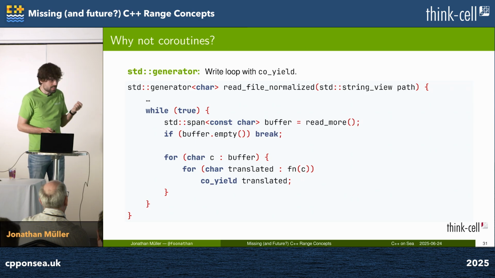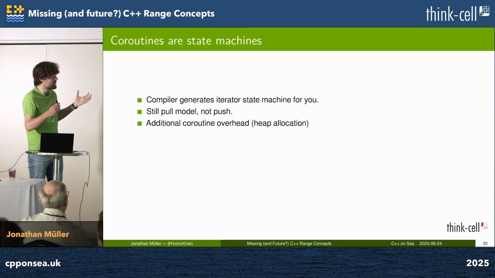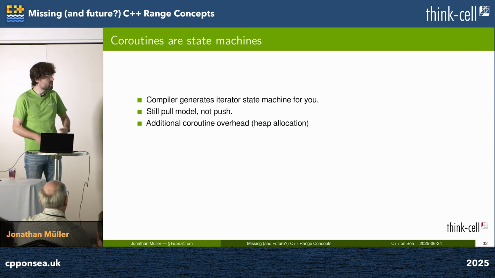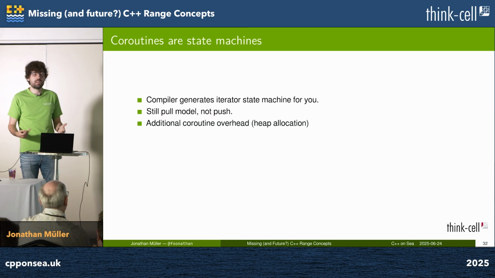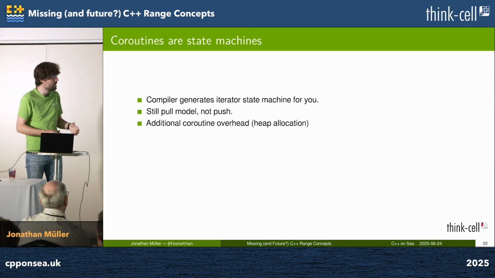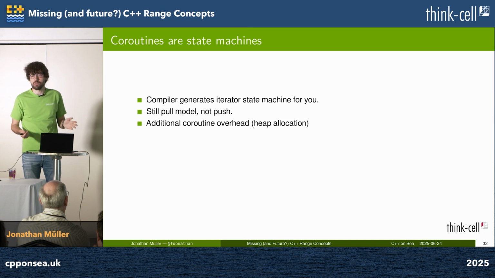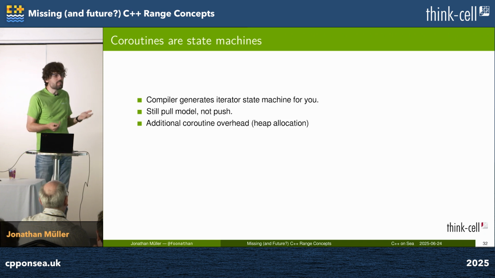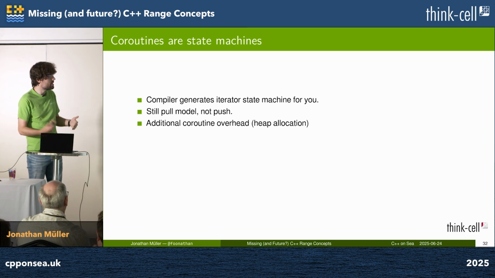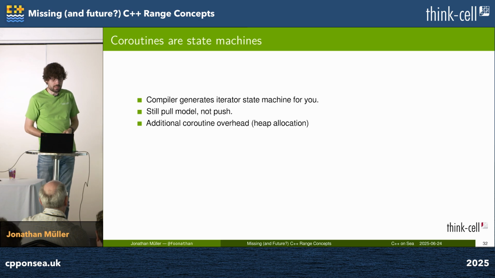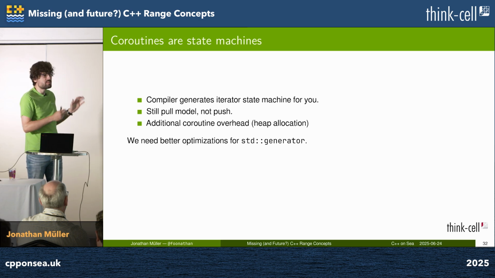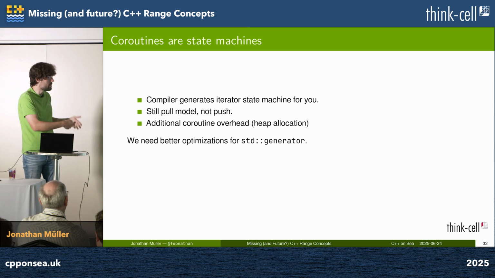However, this doesn't solve the problem because coroutines are still state machines. Instead of you having to write them, the compiler writes them for you, right? It's still the pull model. This is the entire point of having the coroutines, that you can stop at any point, right? It's still the pull model, not the push model. And in addition, we also have overhead like heap allocation that wouldn't be present with the iterators. So maybe coroutines are better because the compiler generates the state machine and then it can nicer see through that. But then we also have overhead like heap allocation that needs to be elided, right? So if we want to do this with coroutines, we need better optimizations for the generator to have something like a mode for the push model for the generator.